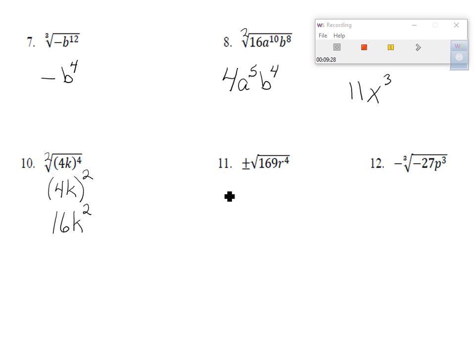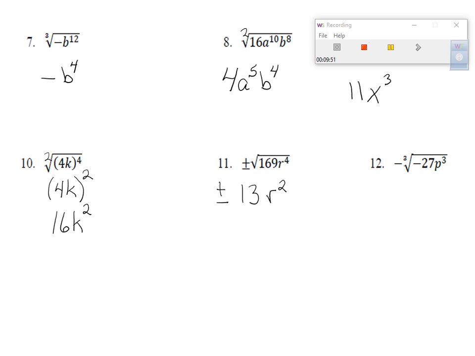Number 11, there's a positive negative out front, so I definitely need that. The square root of 169. So see if that's on your sheet. If it's not, we'll have to figure it out, but it is, so there's 13. R to the 4 divided by 2 is 2.